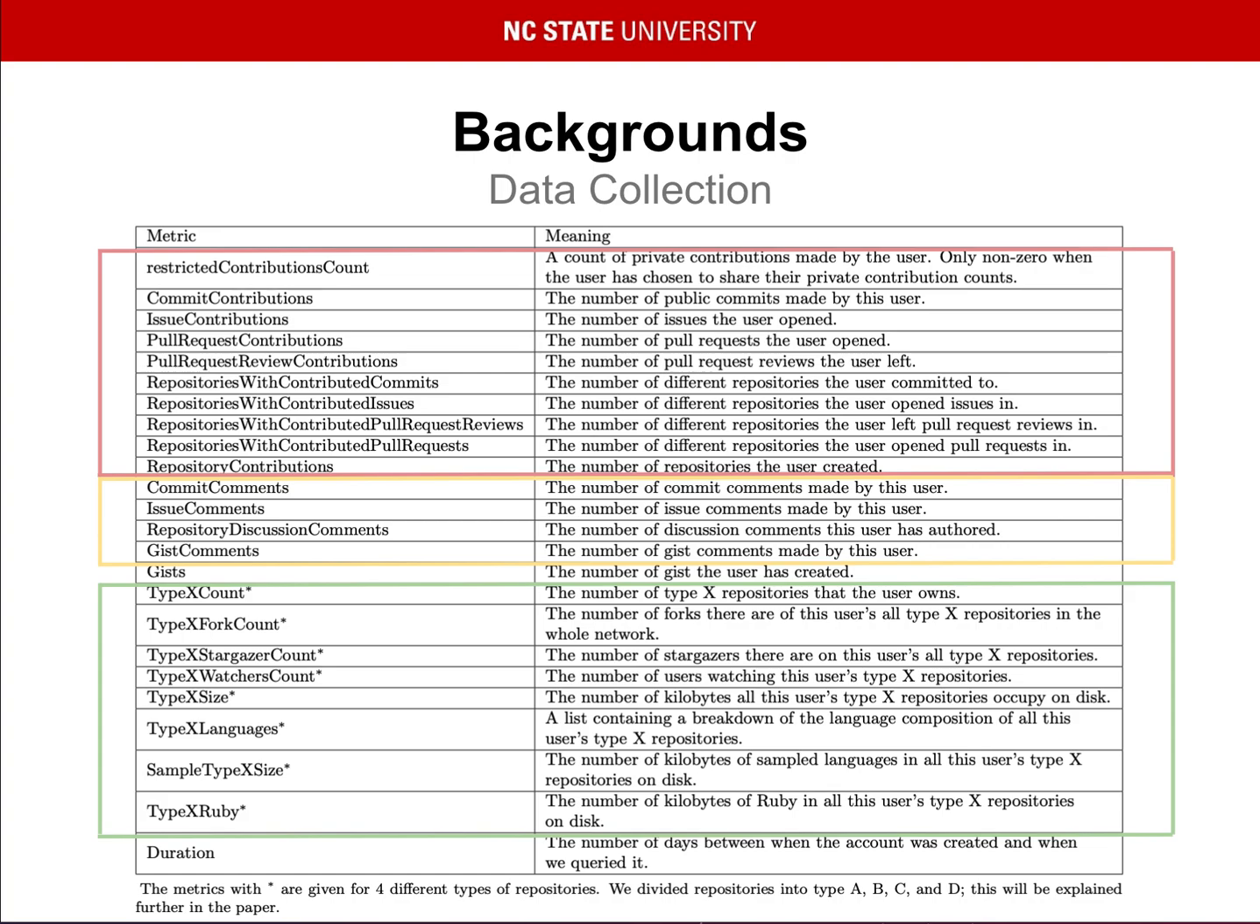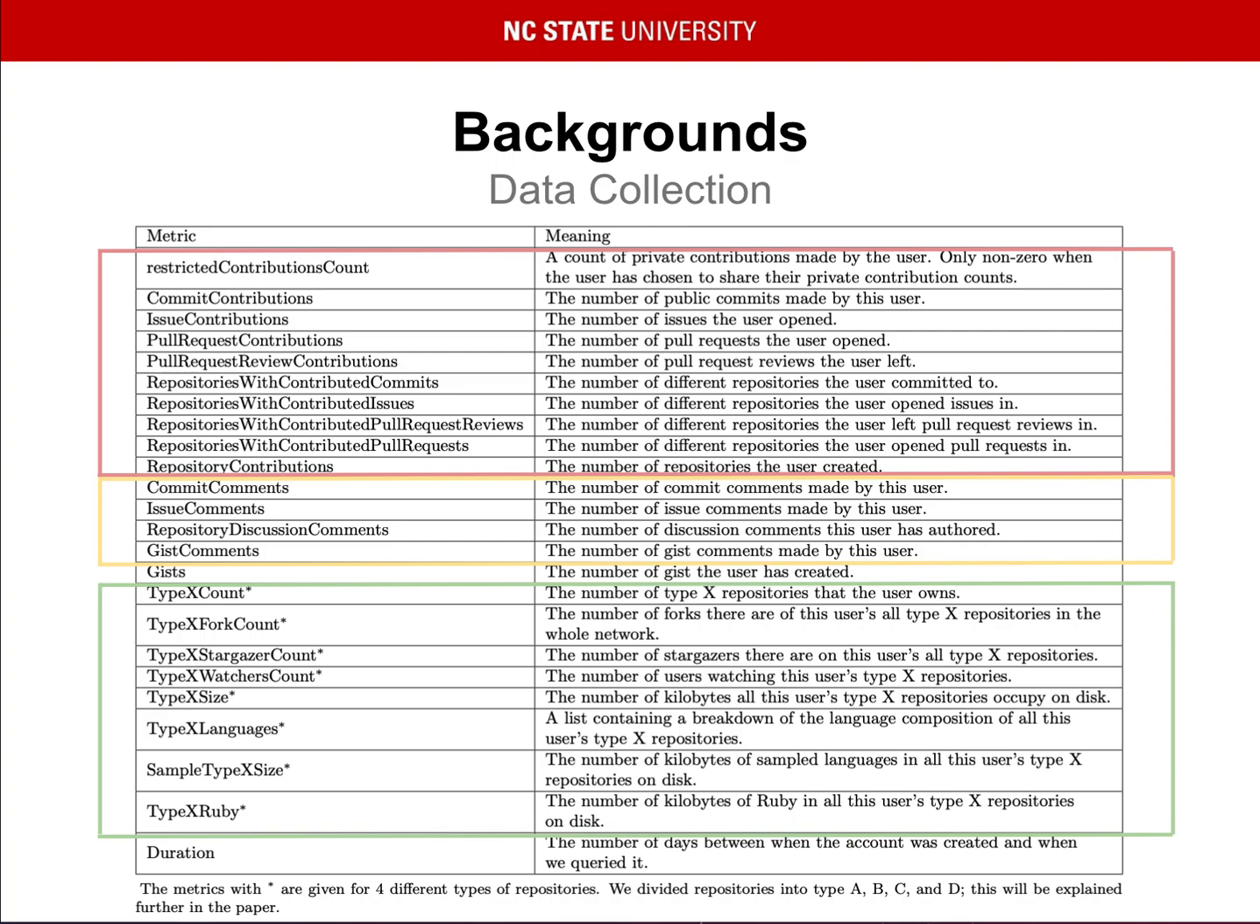This table shows all metrics we logged from GitHub and their explanation. The metrics in the red box are traditional software engineering metrics. For example, commit contribution is the number of commits the user made. Pull request contribution is the number of pull requests the user opened. For most of them, their name explains what they are.